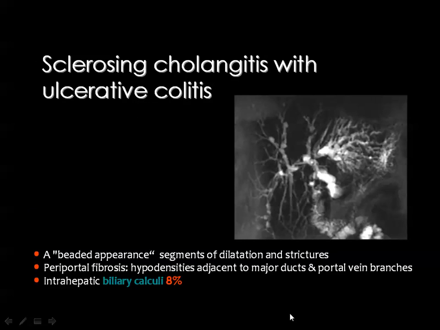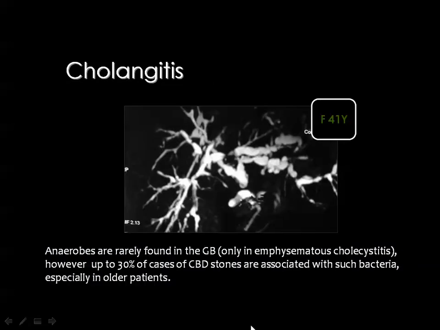And the role of MRCP is well known for the diagnosis of cholangitis by detecting multiple biliary strictures and dilatation. And we know that intrahepatic biliary calculi are seen in about 8% of patients with sclerosing cholangitis. This is an MRCP examination showing the appearance of cholangitis with multiple strictures and dilatations, giving the beaded appearance of the biliary radicals.